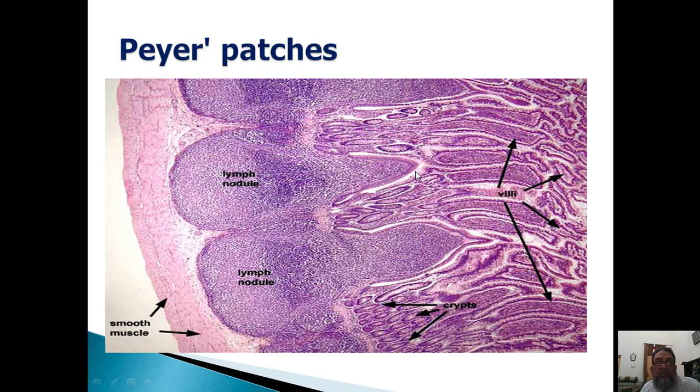This is the major mechanism through which mucosal associated lymphoid tissue works. It is one of the important components of the mucosal associated lymphoid tissue because it is the area where maximum sensitization of the incoming antigens occurs within these Peyer's patches, and hence it is a very important defensive mechanism in the intestinal epithelium.